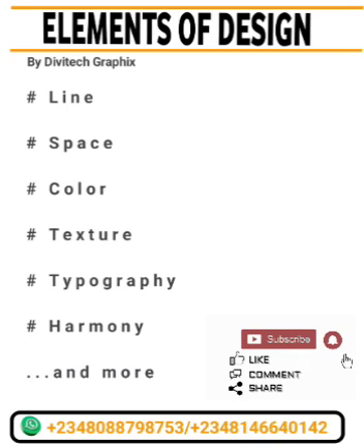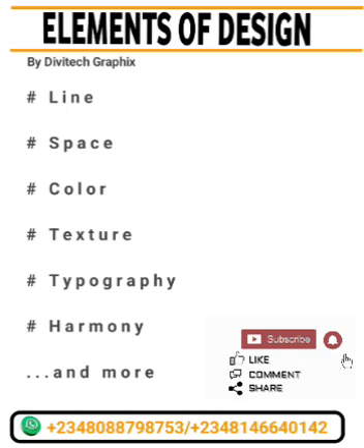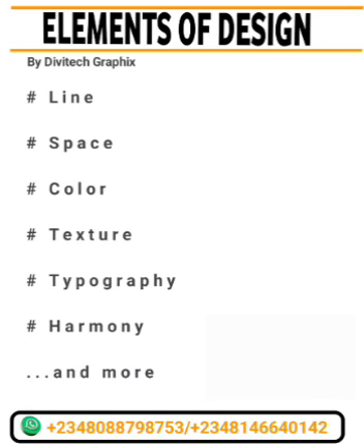The first one is line. Line is one of the most essential and important elements in design. You cannot do without a line in graphic design. So what is line? Line is a mark connecting two transition points. That's just the meaning. A mark that connects two transition points. Lines are further divided into types, such as the straight line. You can still have a curved line, a dashed line, and many other types of line.